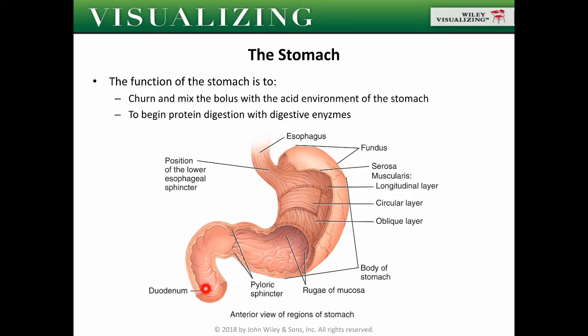Now the duodenum, this is part of the small intestine. If you look at the rugae of the mucosa layer of your stomach, they are basically folds, similar to wrinkles. So when your stomach expands, it just straightens out.